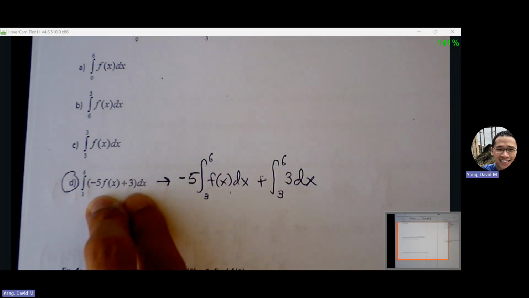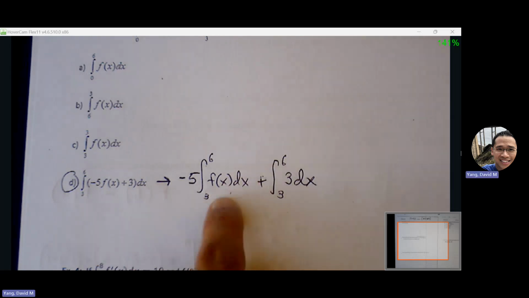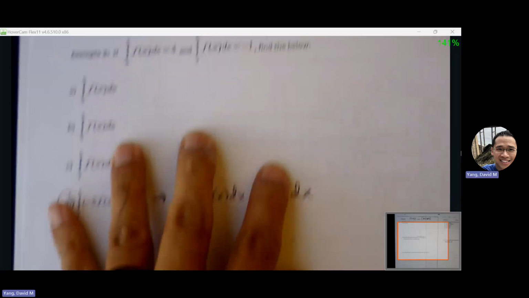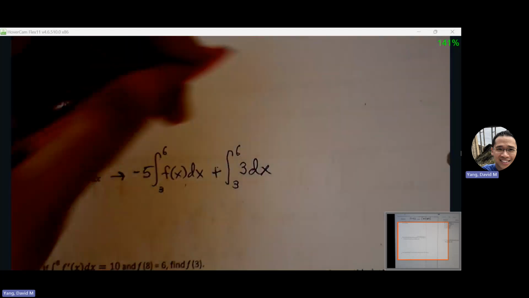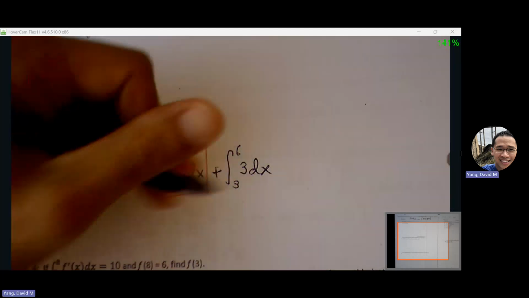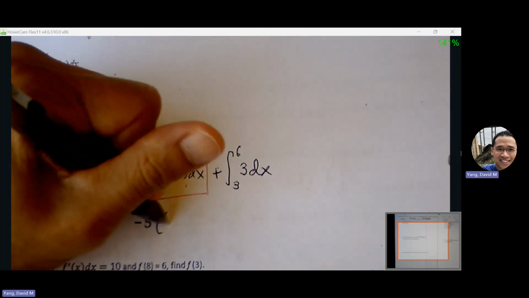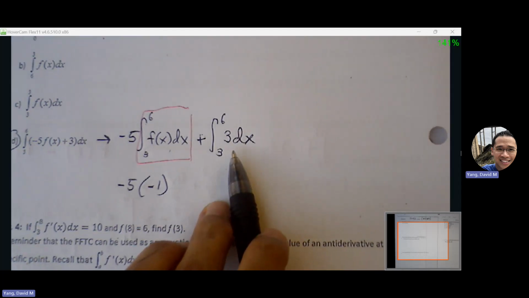Okay, I'm splitting this up into 2 separate integrals. Are we okay with this step here? Now this one, we can use the properties that are given to us. We have the integral from 3 to 6. So this is an easy substitution that we can make. That's just -5 times -1. So no difficulty there. What I really want to focus on is this piece here.